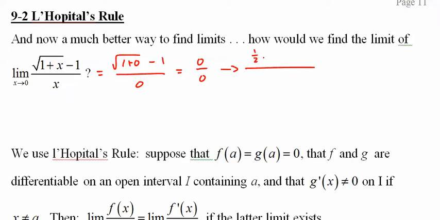1/2, 1 plus x to the negative 1/2 over 1. Now plug in your 0. Square root of 1 on the bottom is 1, so that would be 1 over 2 times 1 over 1 is 1/2. And it is an incredibly effective way to find limits.